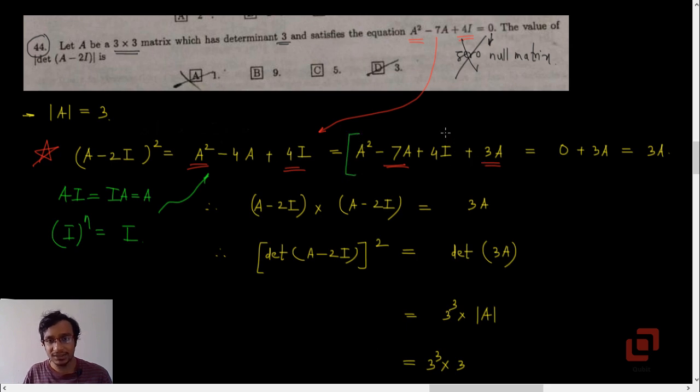But what is this particular expression equal to? Is it not equal to the null matrix? Yes, that is given in the problem, which means A minus 2I squared has got simplified to 3A.